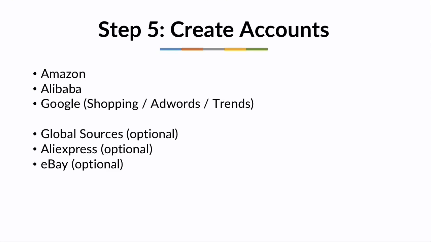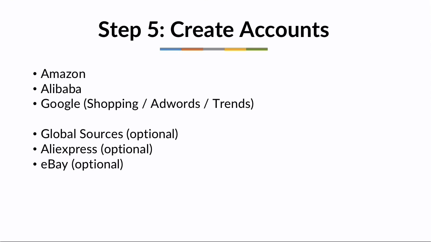The second is Alibaba. If you don't know what Alibaba is, we'll cover it a little bit later in the course. But with Alibaba, you will be able to source these products from China and various other countries. In this course, we'll focus only on China, and we will be able to source these products directly from the suppliers through Alibaba. Next, which you have already created, is Google.